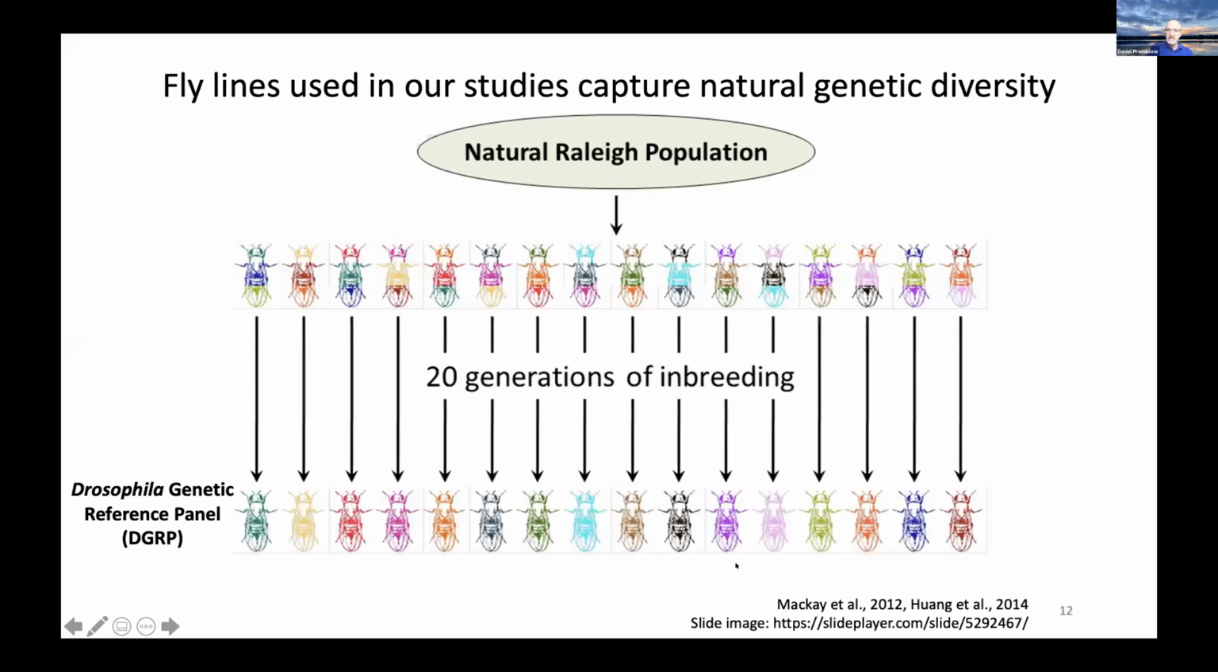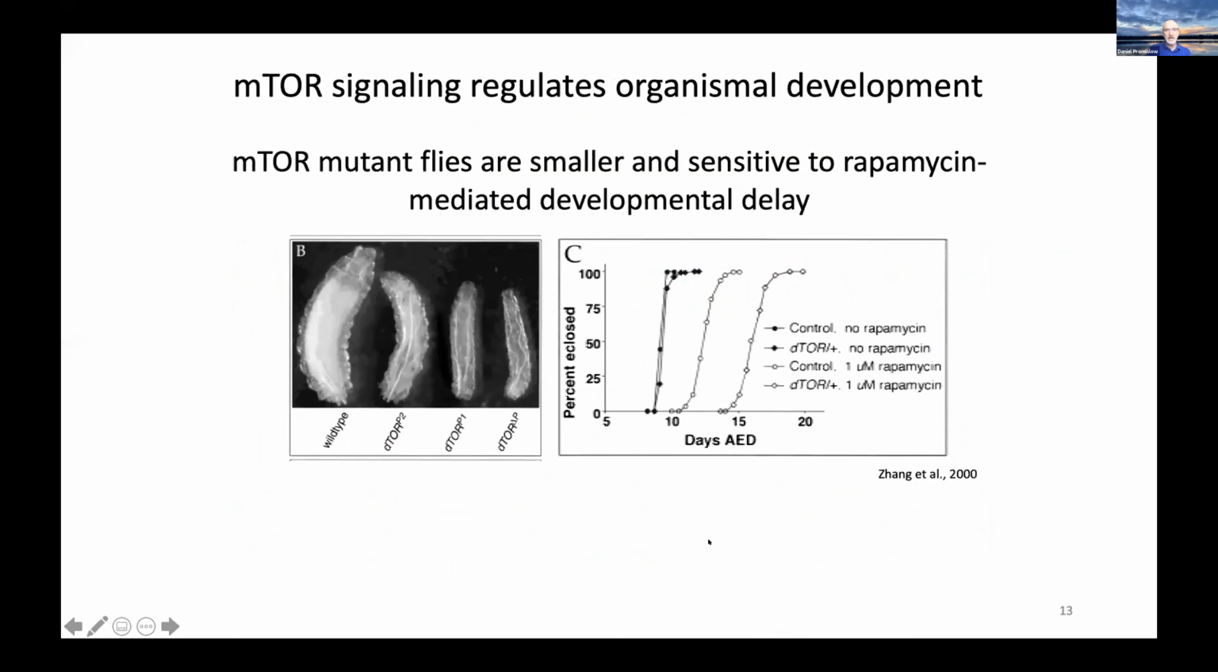So after all of this inbreeding, we can measure all of these lines for any trait of interest. And thank you, Dr. Harris, for your presentation, so I don't have to go into the details of how we use that to map complex traits. But I do want to tell you about the particular trait that we're interested in. So of course, we're interested in aging.